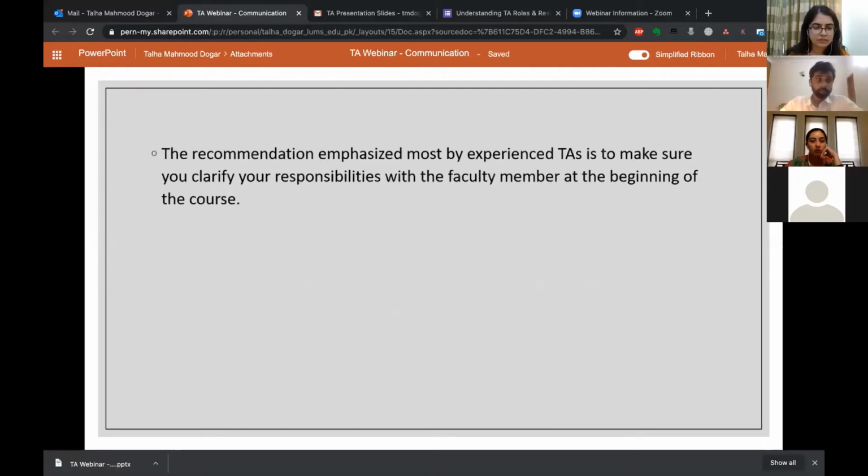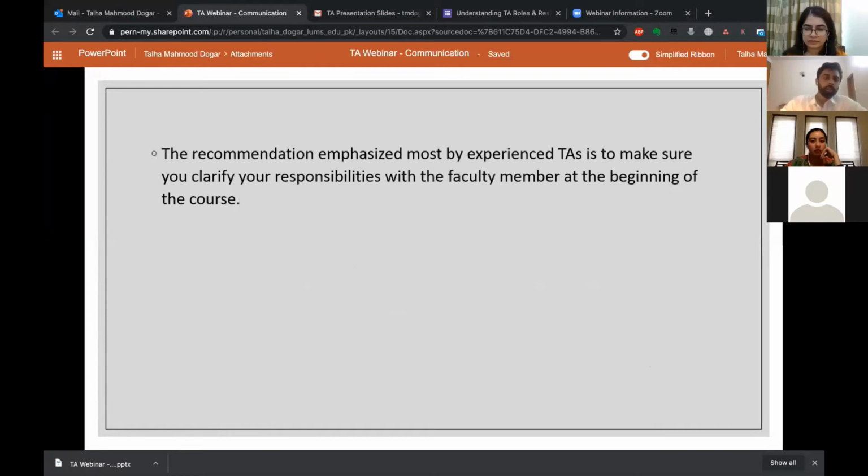And again, the recommendation most TAs make, and perhaps many of the TAs here, about half of our audience today is comprised of former TAs, maybe they would agree, is that the best thing to do is make sure you clarify your responsibilities at the beginning of the session. That helps to avoid any miscommunication and misunderstandings that may arise later on.